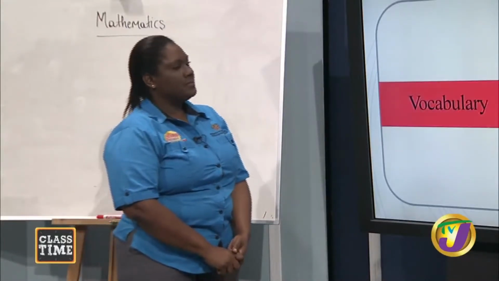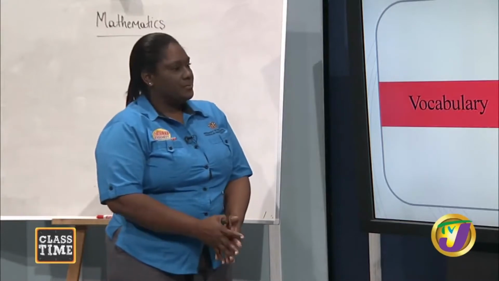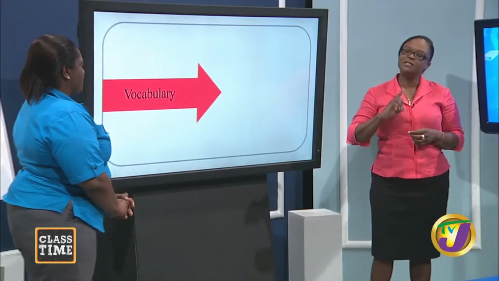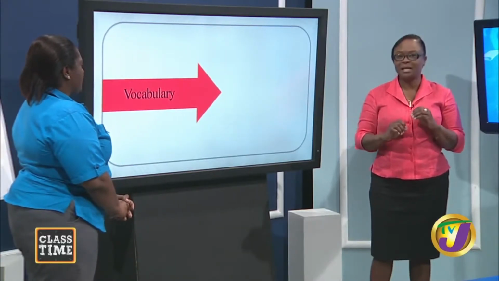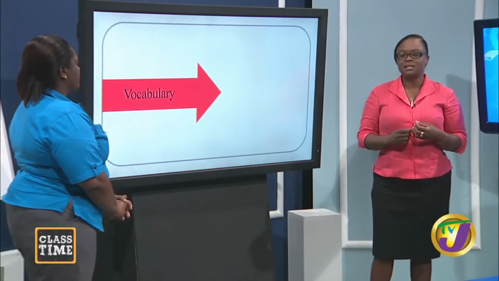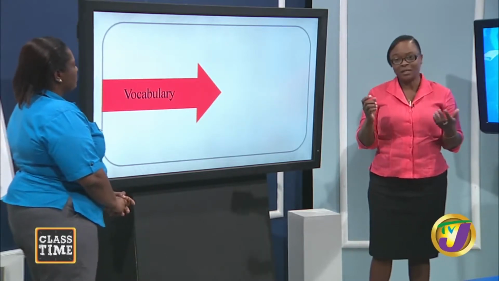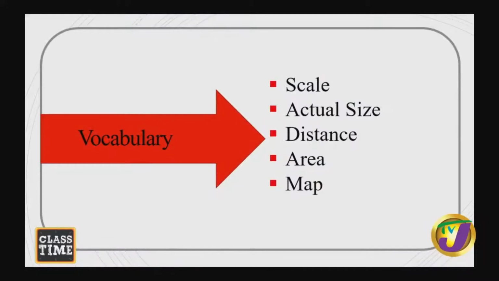Also, as we go on, I'll encourage you to look out for these vocabulary words. We'll be using them consistently, so make notes of what they mean and how they help you better understand what we're doing. These words are scale, actual size, distance, area, and map.